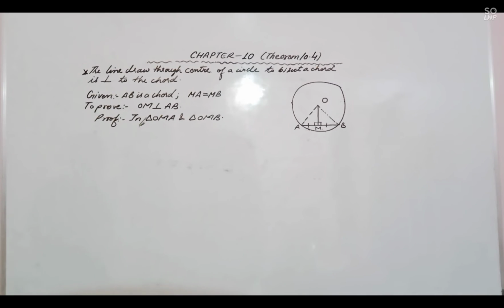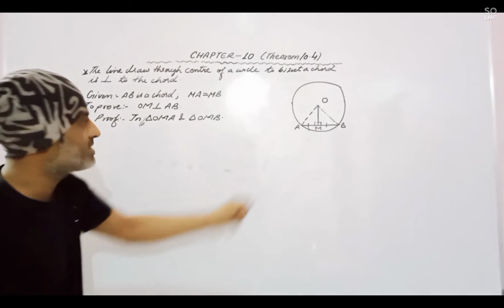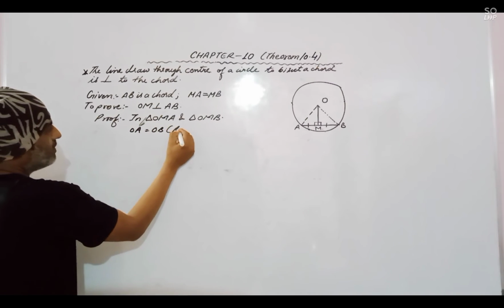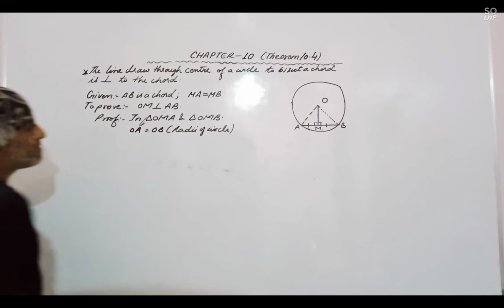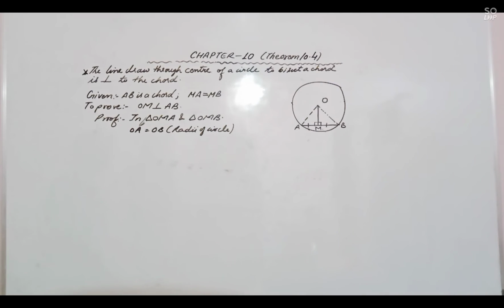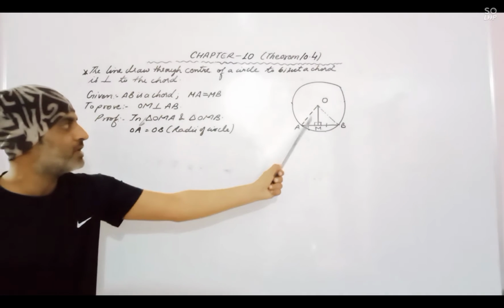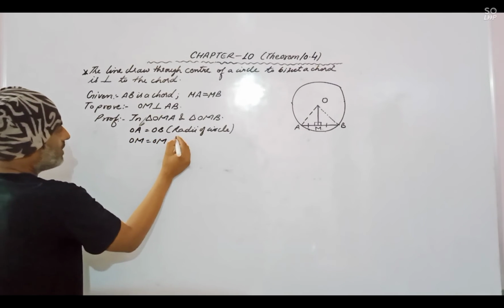If you see this distance from here till here and here till there, it is the radius. So measurement OA is equal to OB, and you can write here radii of circle. Alright, so radius is proved, right? Second, if you see this line at the center, from the center of the chord, this line is common for both the triangles. So you write OM is equal to OM, that is common.